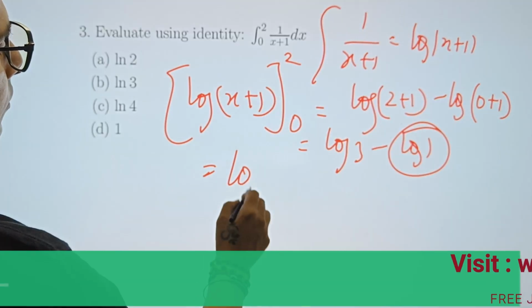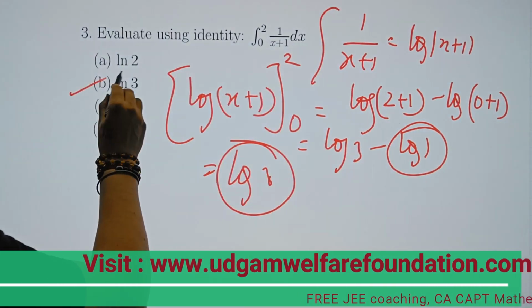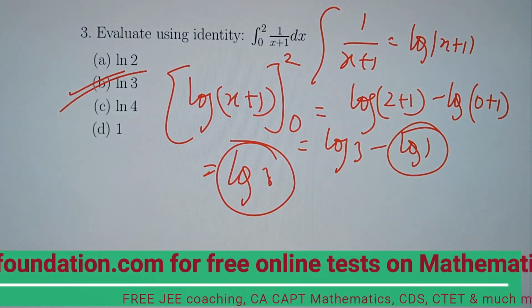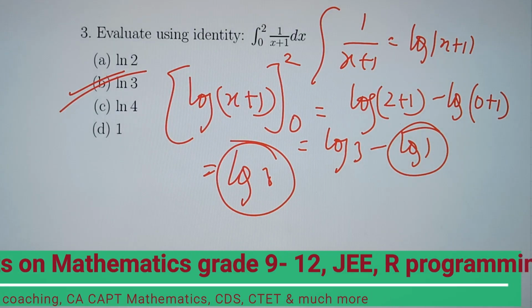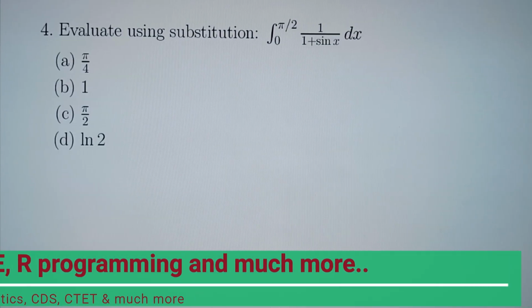So log 3 is your correct answer. So option number B is the correct answer here. Very simple. Now let's move towards question number 4. So here comes our question number 4.